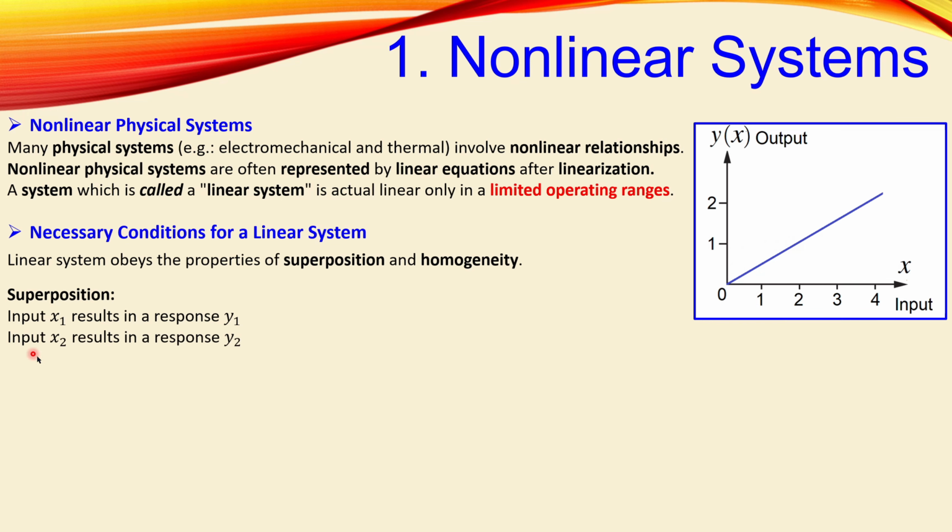So if I put another input, let's say x2, that will result in y2. Now, the superposition principle says the following. If you combine x1 and x2 together, it must also result in y1 and y2 together. So input x1 plus x2 must result in a response y1 plus y2, the summation of those two.